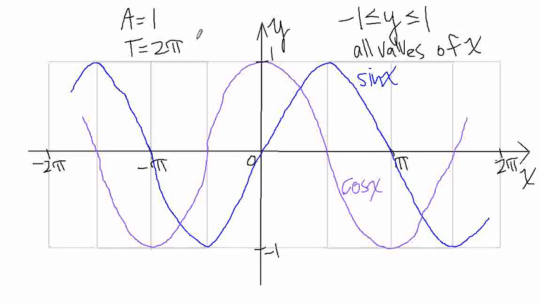And then finally, notice that the sine and cosine functions are the same except that each one is shifted horizontally with respect to the other. Okay? So we could say that the phase shift with respect to these two graphs is pi over 2.